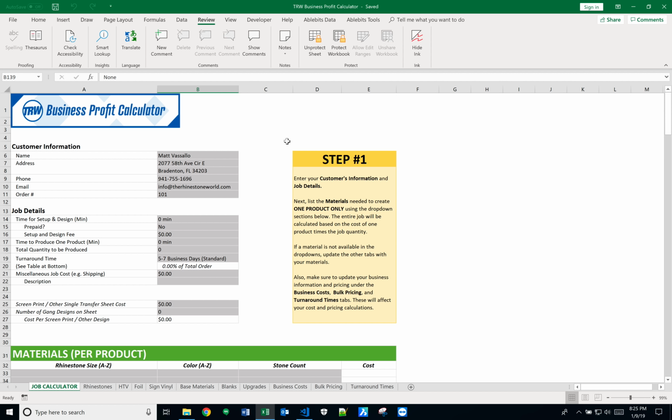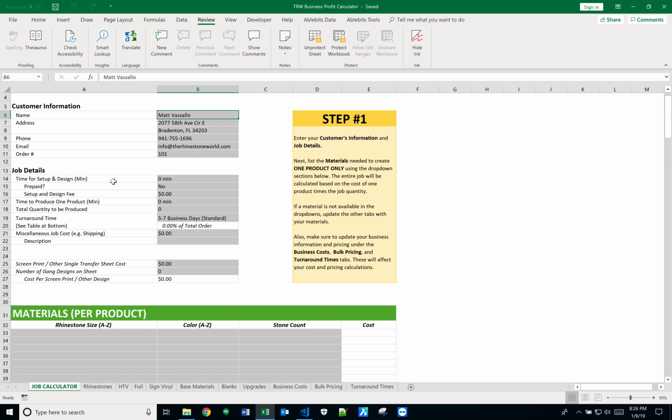So first, you can see here at the top in the header, there's information about the customer. So let's pretend that we got an order in for some shirts. So in the top here, we're going to start our job. And you can see we're going to enter in the customer name, address, phone number, email, spot for order number, basic information. Next, we're going to put the job details.